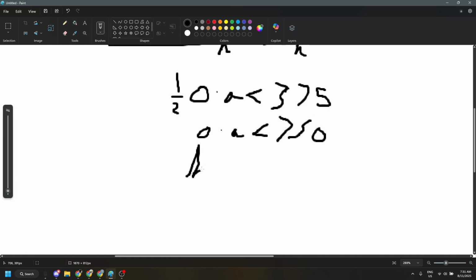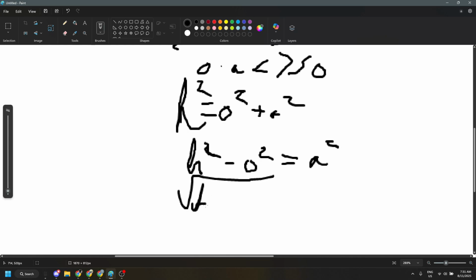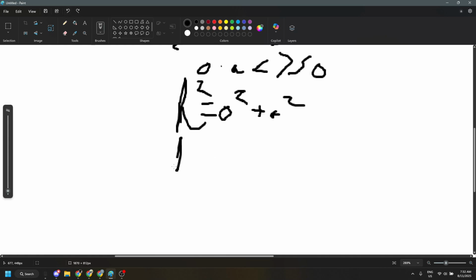We also know that hypotenuse squared is equal to O squared plus A squared. So H squared minus O squared is equal to A squared. Never mind, I don't want to do that. There's no reason to do that. I'm just going to write H is equal to the square root of O squared plus A squared.